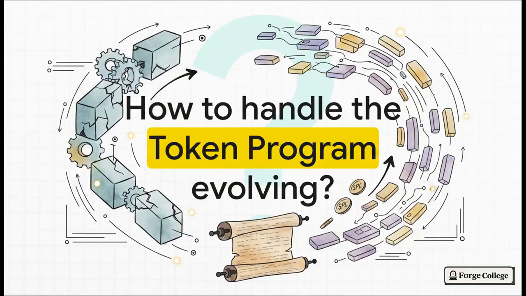So, I'm going to leave you with this final, somewhat provocative thought as you design your own applications. If your custom orchestrator program is totally immutable, how will you handle the SPL token program evolving in the future? It's a real puzzle, and it forces you to think deeply about your architecture and backward compatibility.